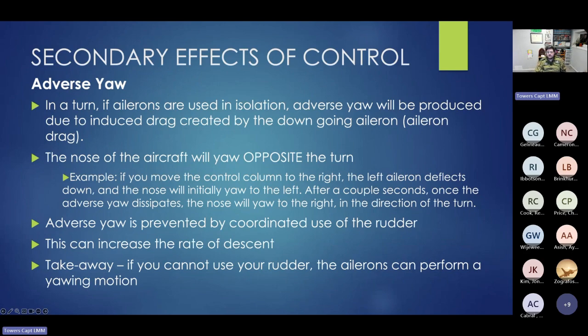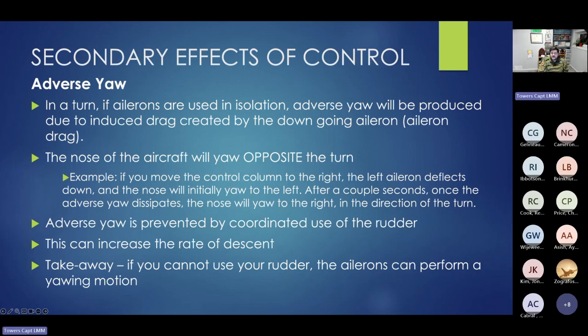And that's adverse yaw. So if you move the control column to the right, the left aileron deflects down, yep, and the nose will initially yaw to the left. After a couple of seconds, once the adverse yaw dissipates, the nose will yaw to the right in the direction of the turn. And you can prevent adverse yaw by coordinated use of the rudder. So when you start to learn to fly, you'll learn that to actually make a turn in an aircraft, you have to be using not just roll, but also yaw and pitch all at the same time to maintain a coordinated turn.